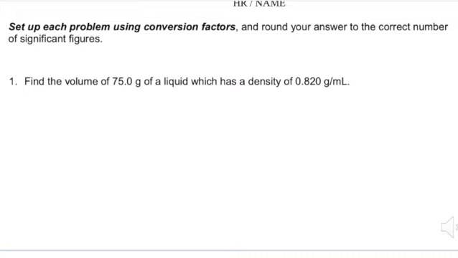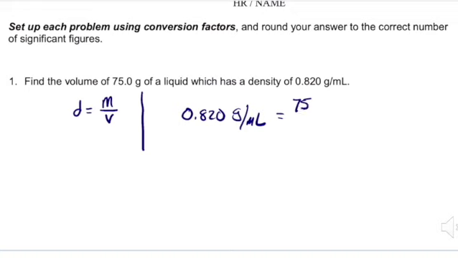So it would make sense to begin the setup with the formula. Density is mass divided by volume. We'll use the density formula as a template. The density of the liquid is 0.82 grams per milliliter. The mass is given as 75.0 grams, and we need to solve for the volume.